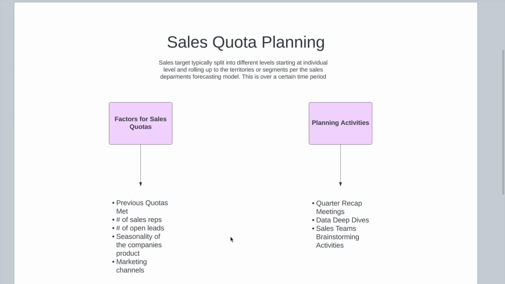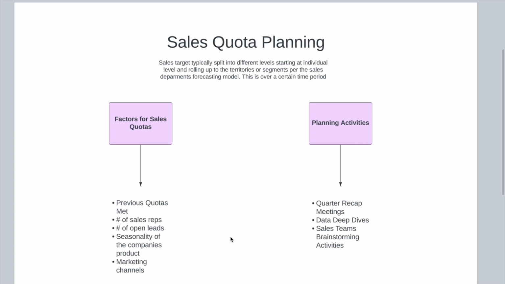Then also seasonality of the company's product. Let's say you have a back to school product, and so you're going to get a lot of sales in July, August, September, rather than the rest of the year. And so that quarter or that section of time is going to be a lot more profitable. So you'd want to raise your sales quota during that product period for the sales reps.